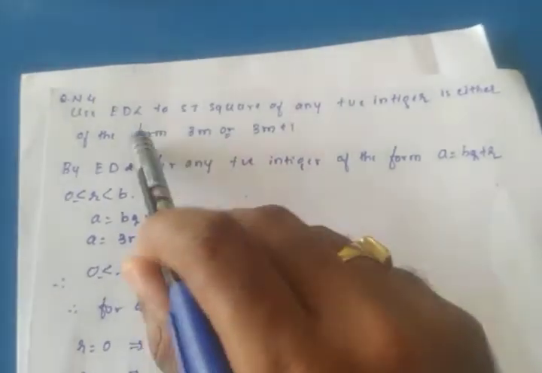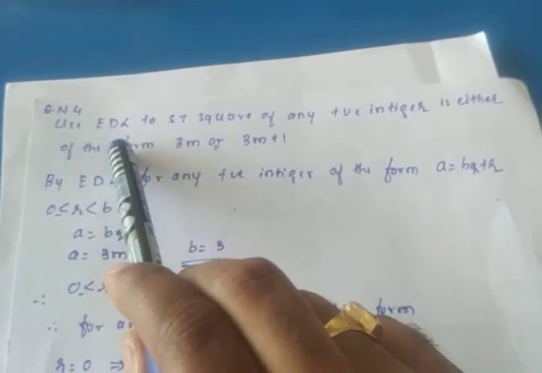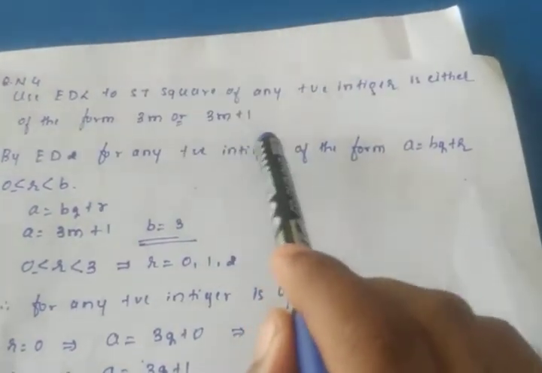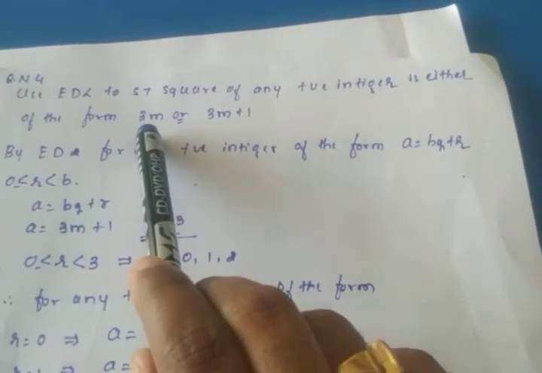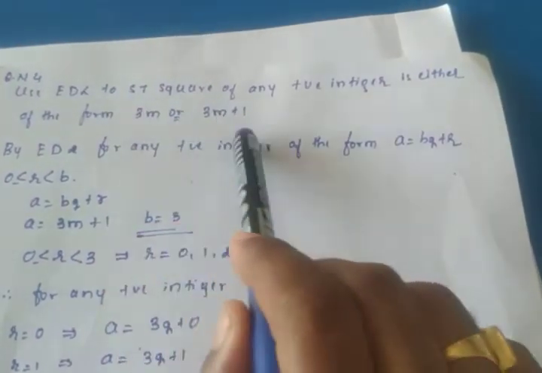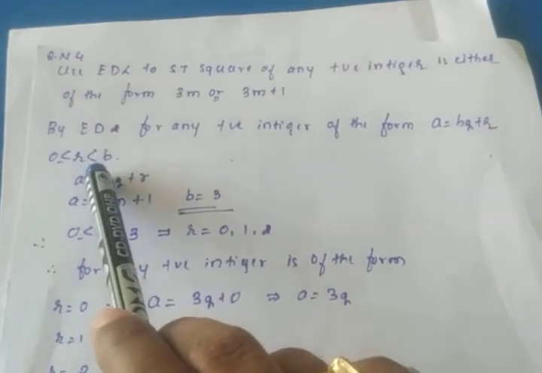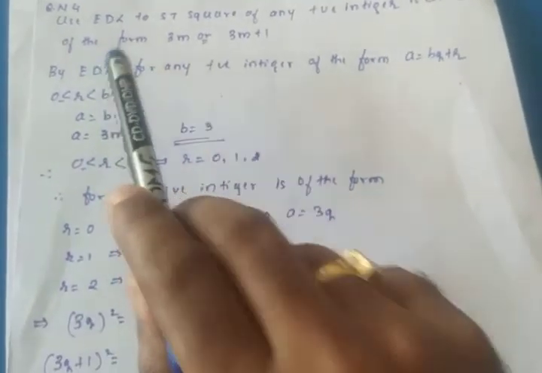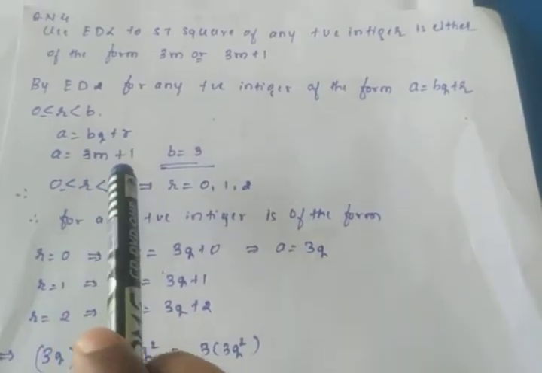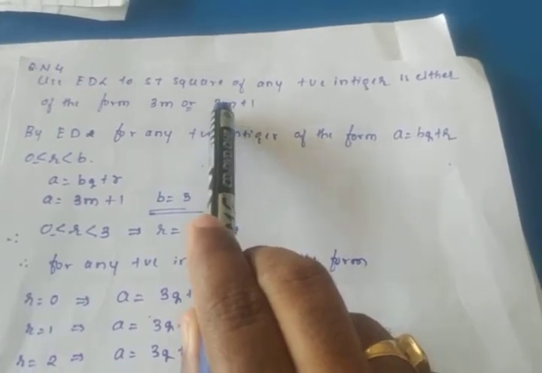So again the next example is from exercise 8.1, example number 4. Use Euclid's division lemma to show that the square of any positive integer is either of the form 3m or 3m plus 1. So already we know that Euclid's division lemma is of the form a equal to bq plus r, where r is greater than or equal to 0, lesser than b. We have to show that it is of the form 3m or 3m plus 1.